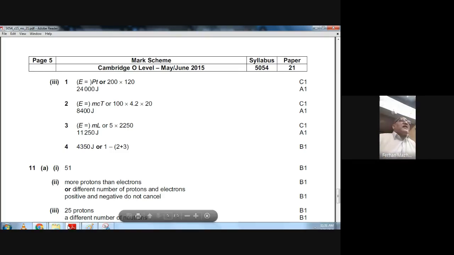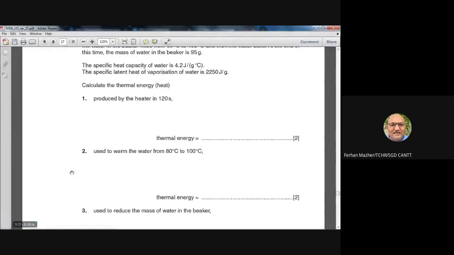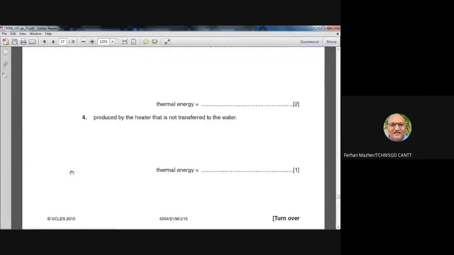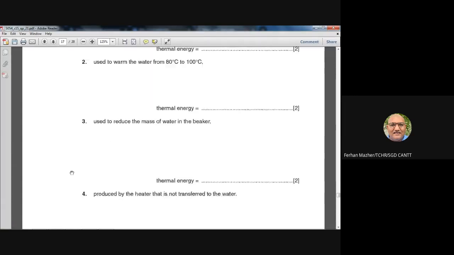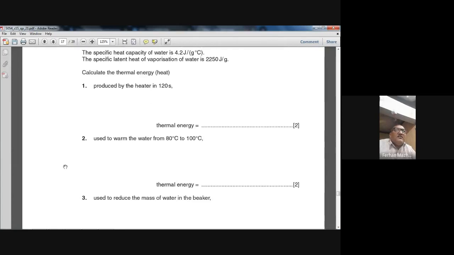His question is, he says the amount of heat produced by the heater that is not transferred to the water. How much heat was produced by the heater? That was the first part. What is that answer? What if Muskan checked the answer? 24,000 joules.